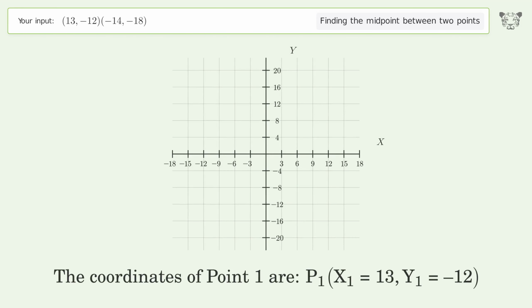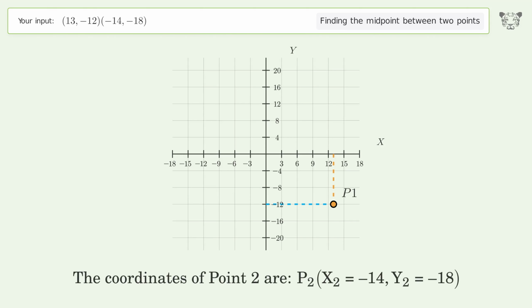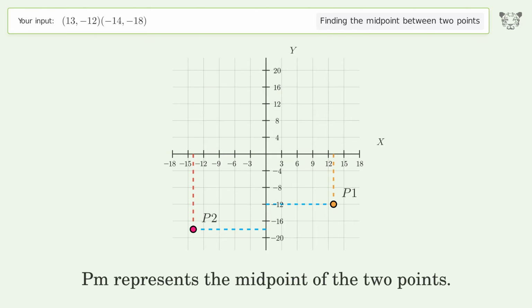The coordinates of point 1 are x1 equals 13, y1 equals negative 12. The coordinates of point 2 are x2 equals negative 14, y2 equals negative 18. PM represents the midpoint of the 2 points.